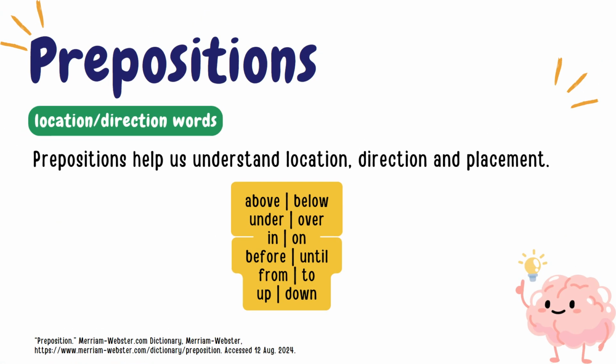Next, we have prepositions. Prepositions are location/direction words. Prepositions help us understand the location, direction, and placement of objects and subjects. Words such as above, below, under, over, in, on, before, until, from, to, up, and down are some common prepositions that your child may come across. It's really important to identify them and to utilize them in their writing.